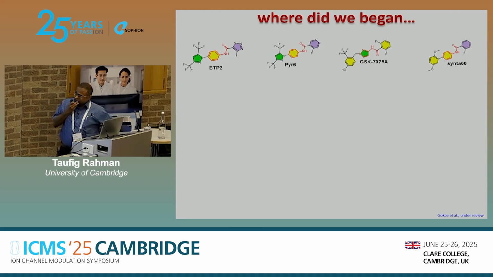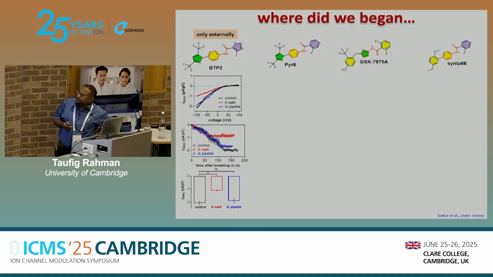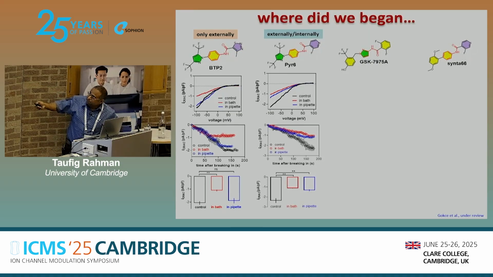Anyway, how did we start? We started with these 4 molecules that look kind of similar because they all originate from this parent pyrazole compound called BTP2. We wanted to know which side of the membrane they work from. Is it the extracellular side or the intracellular side? So we did whole-cell recording, not the easiest one. And you can see BTP2 only worked externally; when it was included in the pipette, in the blue line, it didn't inhibit the peak current. PYR6, which is so far the most selective one that we can buy off the shelf from vendors, seemed to work both externally and internally.